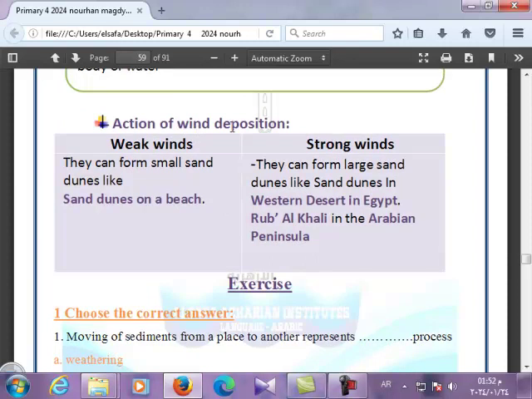Action of wind deposition. We have weak wind and strong wind, and we look at the difference between them. Weak wind can form small sand dunes, like sand dunes on a beach. Strong wind can form large sand dunes, like the sand dunes in the western desert in Egypt.